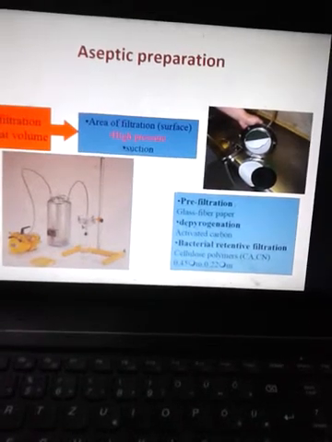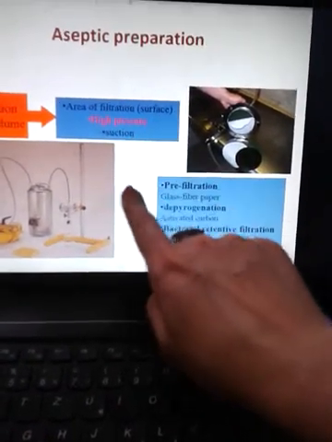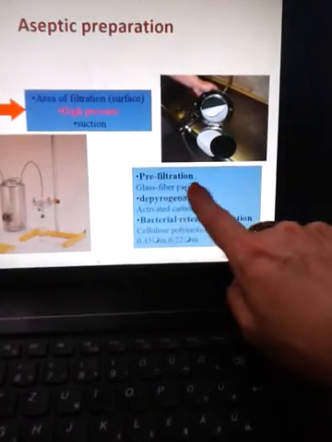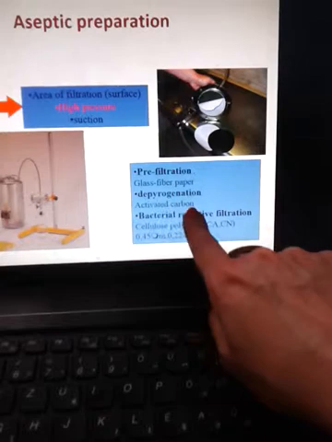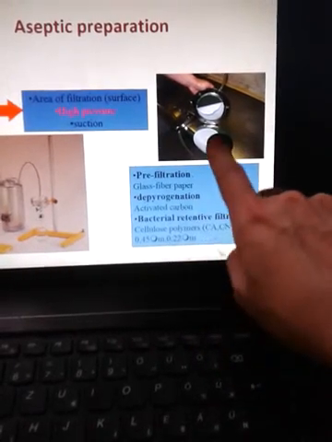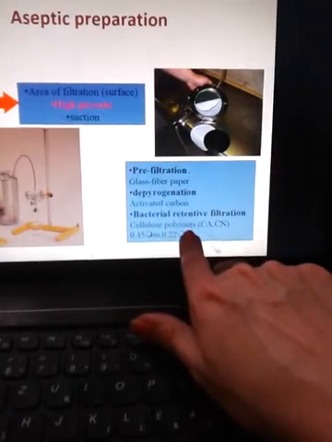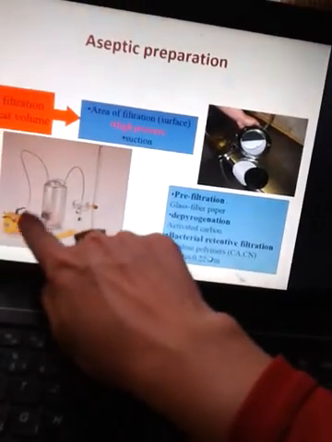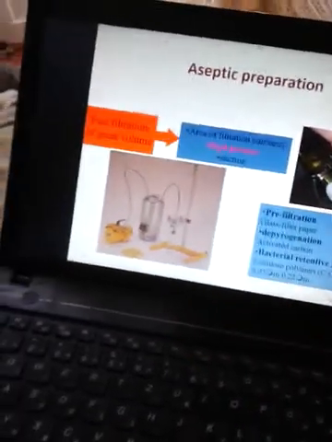Fast filtration of great volume, area of filtration, surface high pressure suction, pre-filtration by glass fiber paper, then depyrogenation by activated carbon. می‌بینی ذکر می‌کردم. bacteria retentive filtration by cellulose polymer. الان این دستگاه داره فشار زنه، ساکشن میکنه میکروبا رو، می‌بینی بعد اینجوری میزنه دیگه.